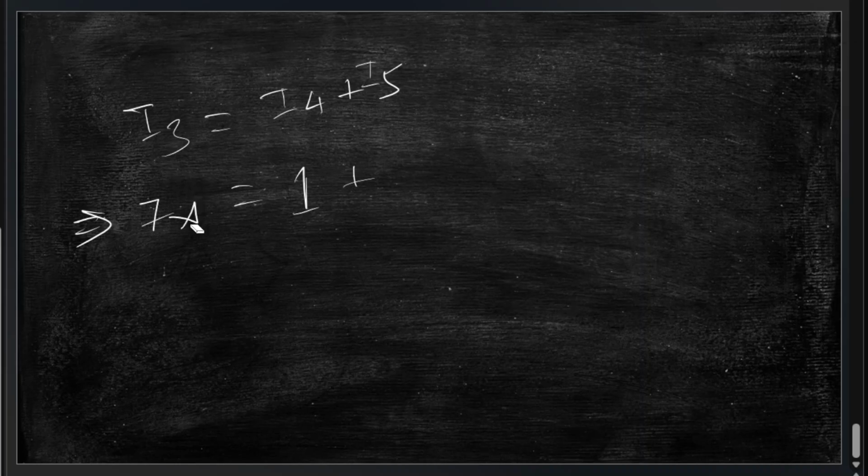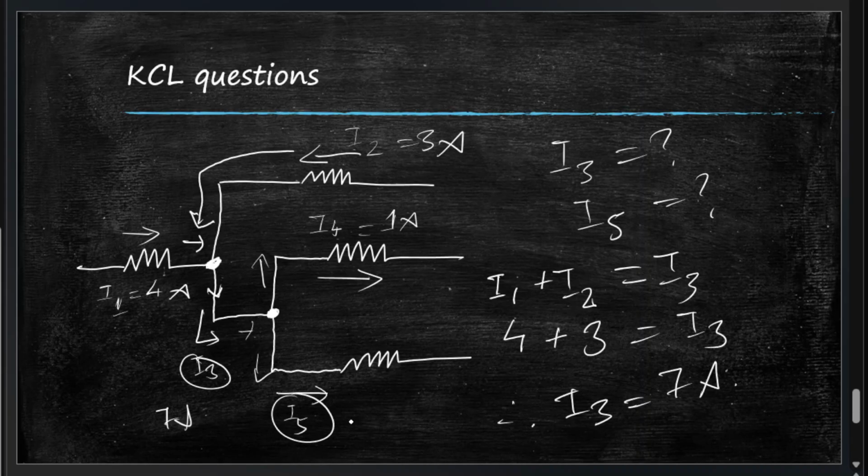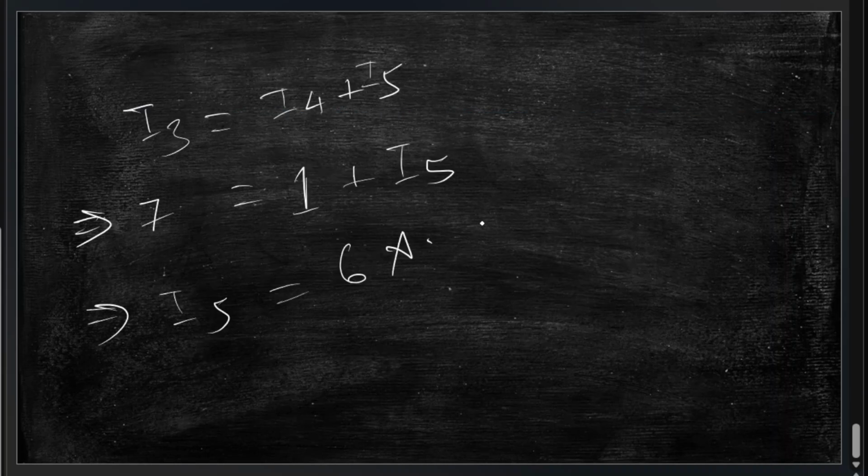We have to find the value of I5. Let's shift things around. I5 is equal to 7 minus 1, so 6 amperes. That's I5. You can again verify that. 6 here and 1 here. 6 plus 1 will equal 7 here. So the answer is correct, 6 amperes.